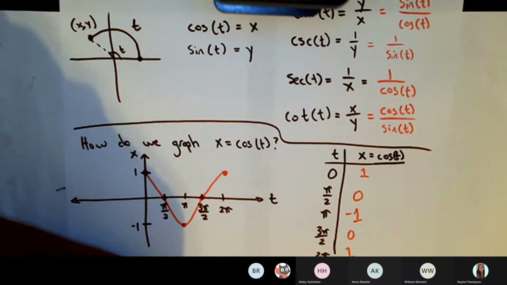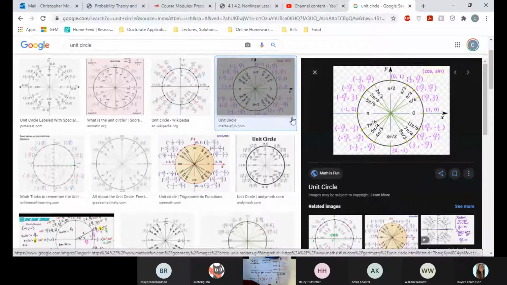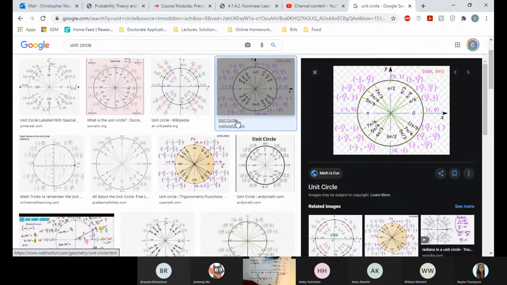I'm going to share my screen, go to a graphing calculator so you can see. By the way, this is the page that came up when I Googled unit circle, right? So you can see there's tons of them. They all say the same thing.